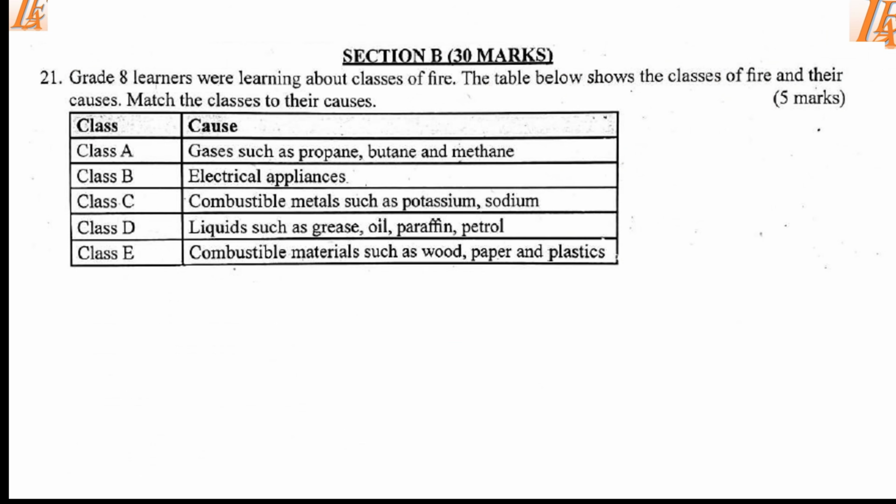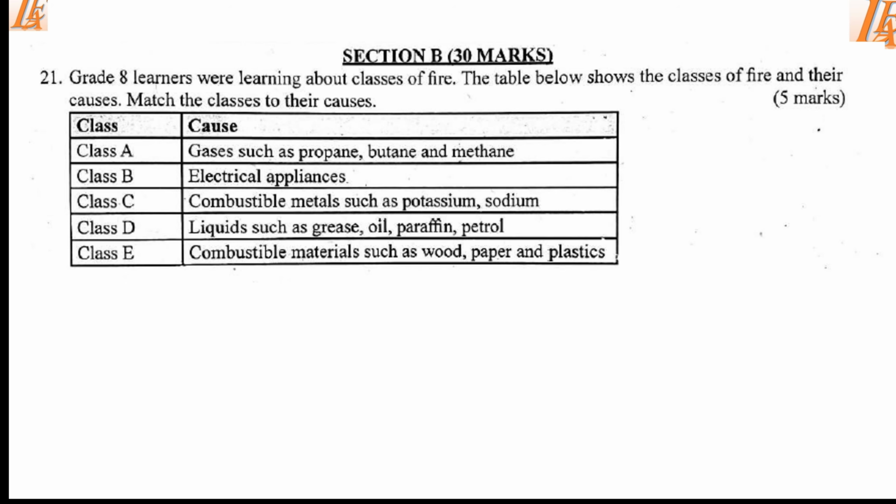So let's now move to section B, where we're going to handle structured questions. Question 21 reads, Grade 8 learners were learning about classes of fire. The table below shows the classes of fire and their causes. Match the class to their causes. So in this case, we have class A, B, C, D, and E. Then we have their causes as gases such as propane, butane, and methane. Then we have electrical appliances.